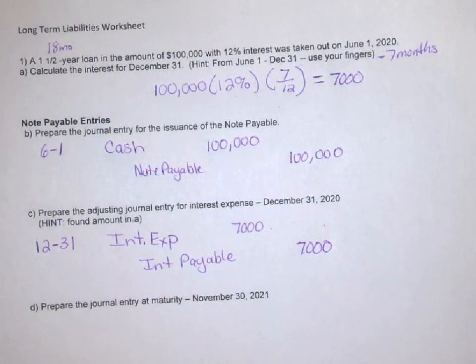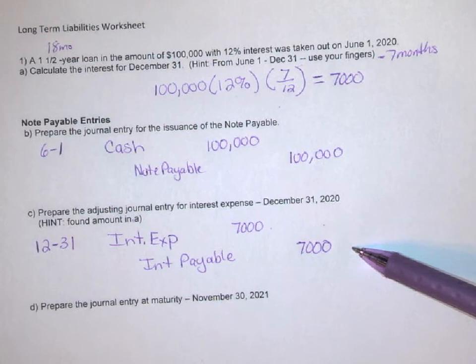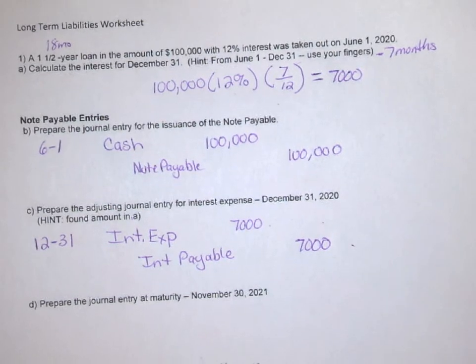Now I do want you to remember, back to adjusting journal entries, we have to have one income statement account and one balance sheet account for all of our adjusting entries. And so we do have that.